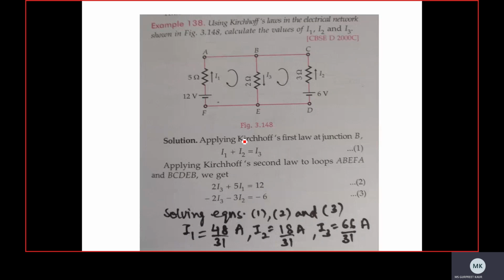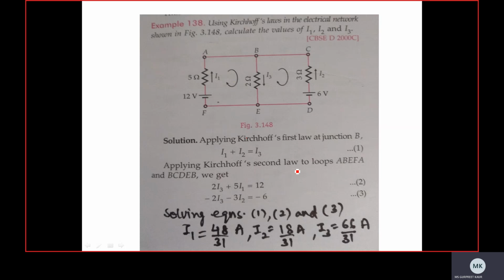Let us do one numerical related to Kirchhoff's law. Using Kirchhoff's law in an electrical network, calculate the values of I1, I2 and I3. This is the electrical network shown to you. You are applying Kirchhoff's law at junction B. B junction पे you can see यहाँ से 12 वोल्ट से करंट I1 is coming towards junction B. 6 वोल्ट सोर्स से करंट I2 is coming towards junction B. So applying the first law at junction B, current I1 plus I2 will be equal to I3.